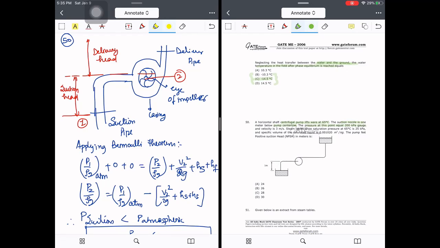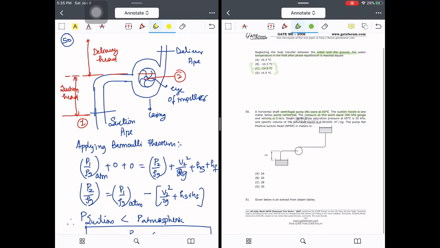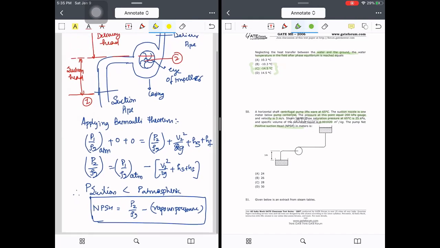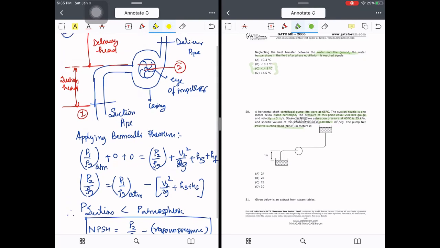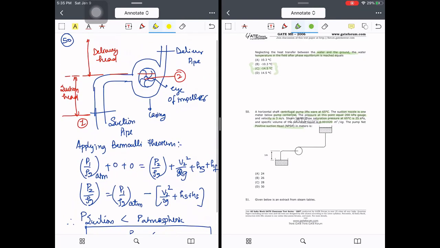A horizontal shaft centrifugal pump lifts water at 65 degrees centigrade. The suction nozzle is 1 meter below the pump center line. The pressure at this point is equal to 200 kilopascal gauge and the velocity is 3 meter per second. Steam tables show that the saturation pressure at 65 degrees is 25 kilopascal and the specific volume of saturated liquid is 0.00120 meter cube per kg. So the net positive suction head. Now, net positive suction head is the minimum amount of pressure that is required for a pump to suck the water from the suction pipe to the delivery section.